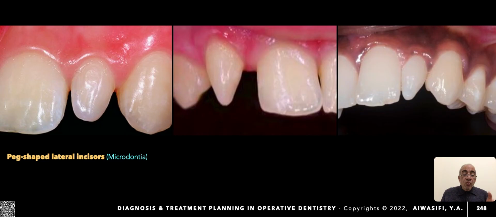This is different photos of microdontia, as a developmental defect of tooth form and size. Most commonly, as we discussed before, it is the upper laterals, which appear as peg-shaped laterals, as you could see in different photographs.